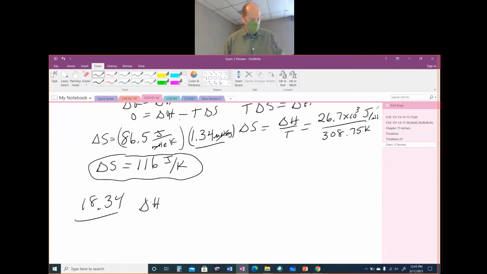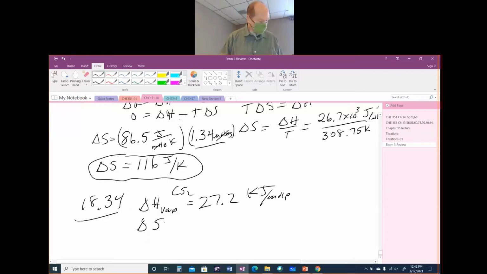All right, for carbon disulfide, the enthalpy of vaporization is equal to 27.2 kilojoules per mole. All right. We want the entropy change for 1 mole of vapor in equilibrium with the liquid at 25 degrees Celsius.